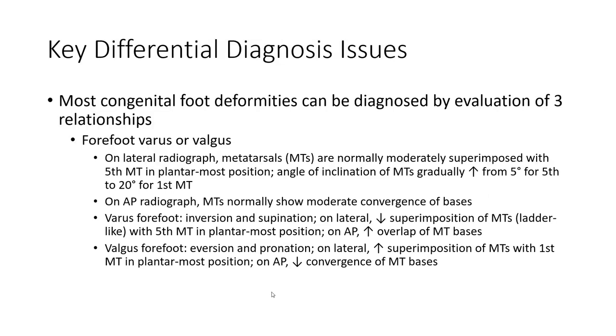Forefoot varus or valgus. On the lateral radiograph, the first metatarsal is moderately superimposed with the fifth metatarsal in the frontmost portion, and the angle of inclination of the metatarsals gradually increases from 5 degrees to 20 degrees for the first metatarsal. On the AP radiograph, the metatarsals normally show moderate convergence of the bases.